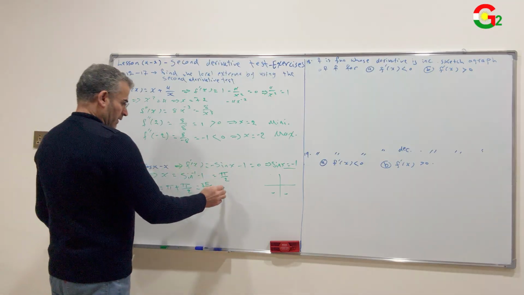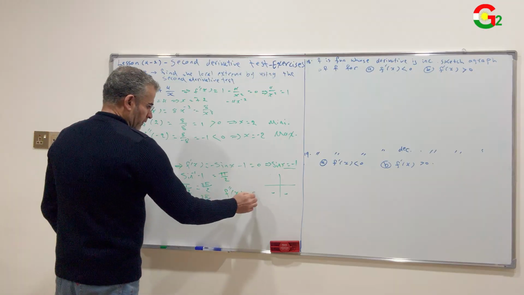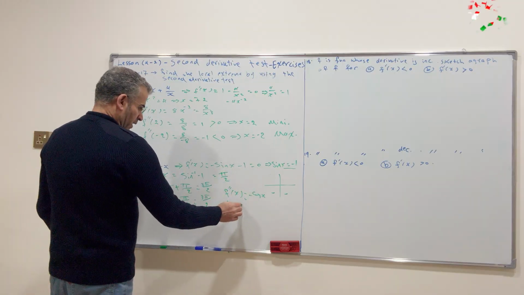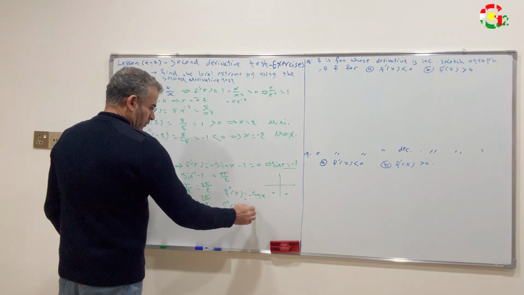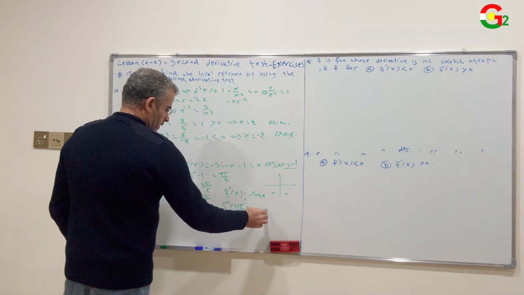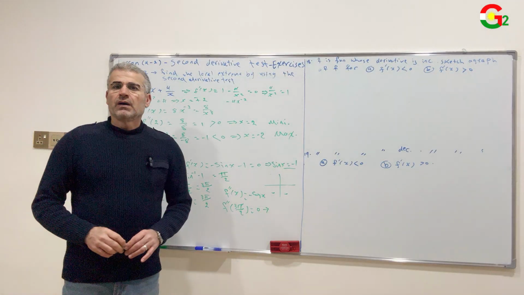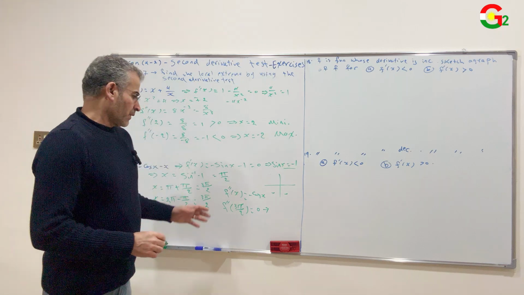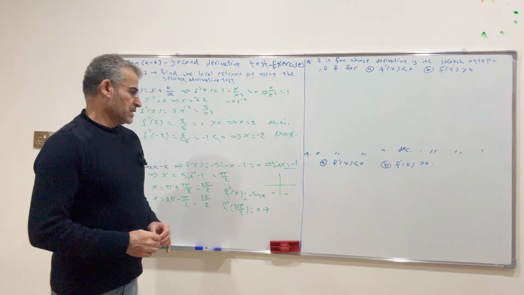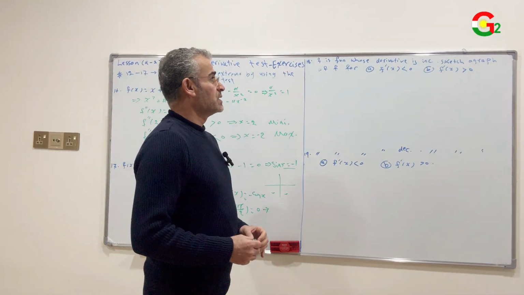The second derivative: f double prime of x equals negative cosine x. f double prime of 3 pi over 2 equals negative cosine of 3 pi over 2, which equals 0, then the second derivative test failed. To find the local extrema for this function, we need to use the first derivative test. Question number 18.